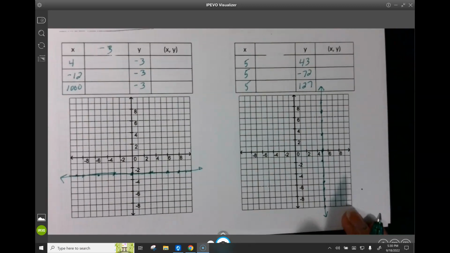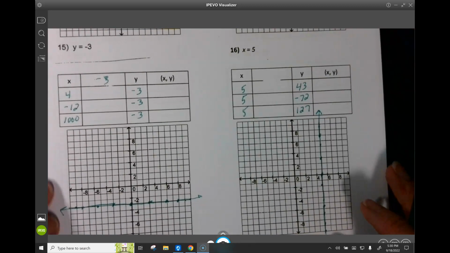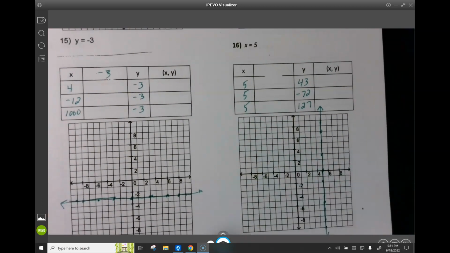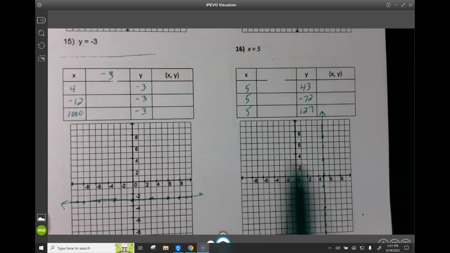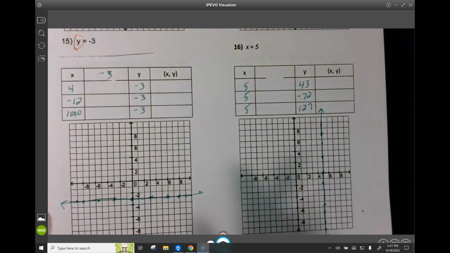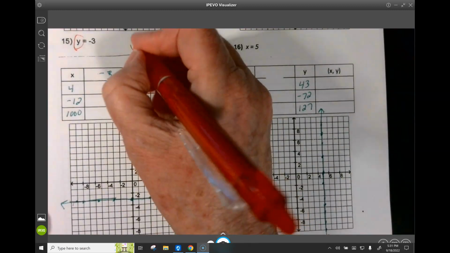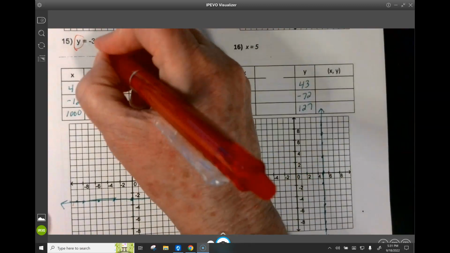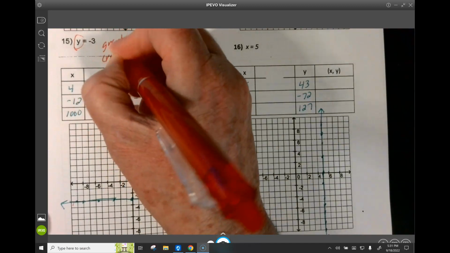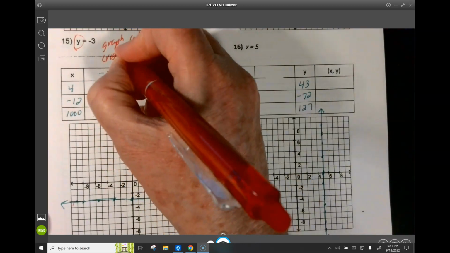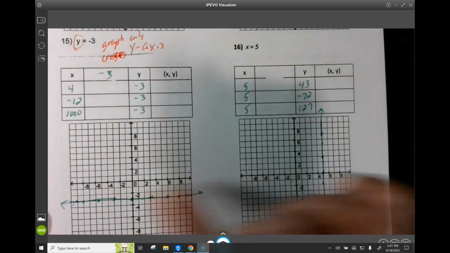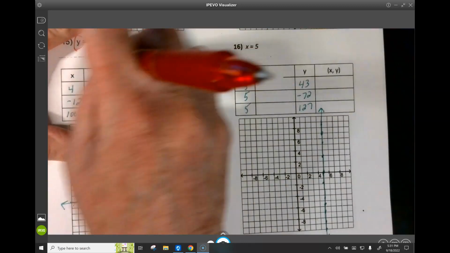Okay? Now I want you to look at these two. Notice what happens on both of these, and we'll come back to these and revisit these again in standard form in lesson 3, I believe. Okay? So look at this. When I have a y value, what axis does it cross? Bam! The y-axis. Okay? Graph only crosses the y-axis. It crosses the y-axis. That's so important.